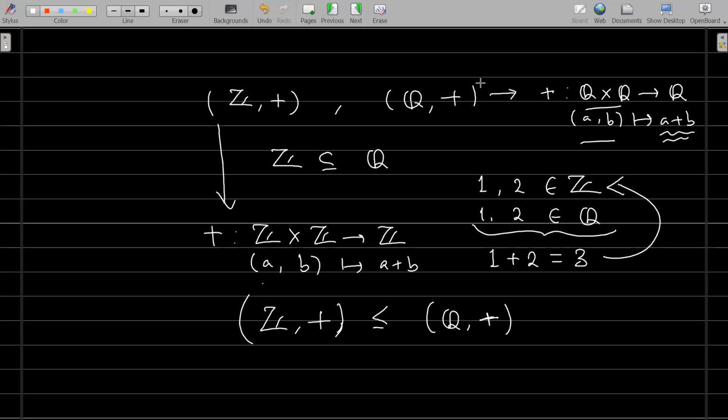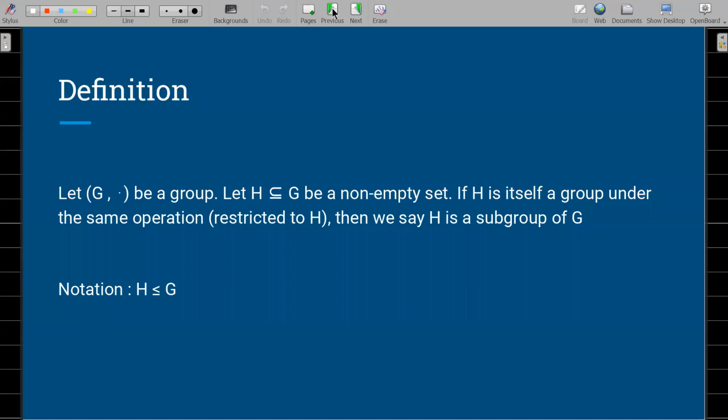So maybe I can go to the definition once again. H is a subset, right? The original operation is from G cross G to G. I have the same operation, but now I look at it from H cross H to H. So H should be closed under the same operation. Dot is from H cross H to H. And if H itself is a group under the same operation, then H, a subset which is itself a group, is called a subgroup.